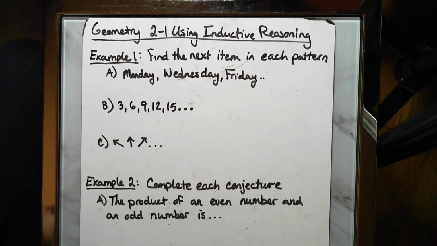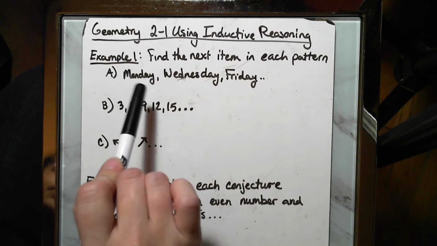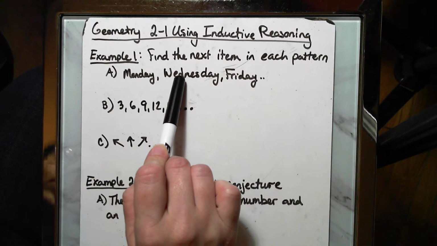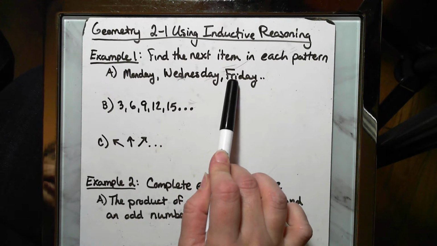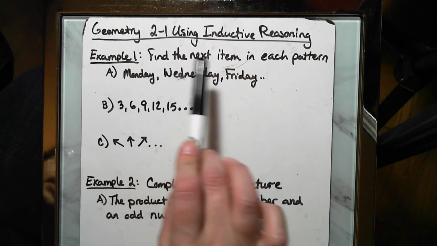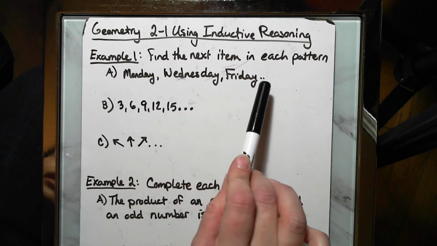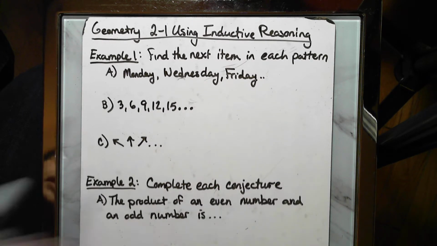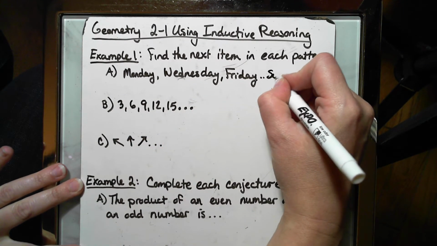Hi everyone, welcome to a review of the examples from Geometry Lesson 2-1 using inductive reasoning. In the first example, we're asked to find the next item in each pattern. In the first pattern, they gave us Monday, Wednesday, Friday. Notice they skipped Tuesday, they skipped Thursday. That means I should skip Saturday and write down Sunday.